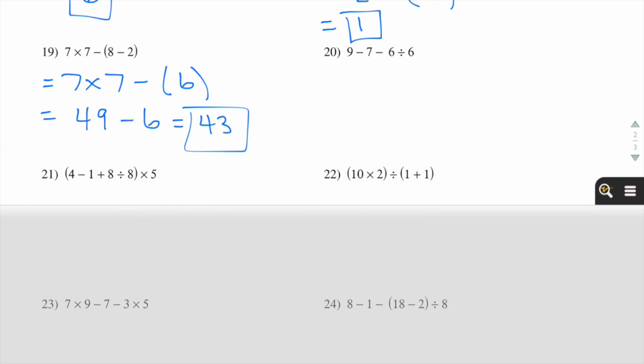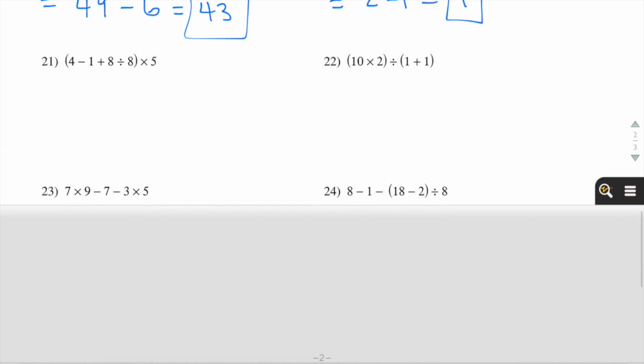Okay, number 20. 9 minus 7 minus 6 divided by 6. The order of operations says to do the division first, so 6 divided by 6 is 1. 9 minus 7 gives us 2 minus 1, which ends up equaling 1 for our final answer.